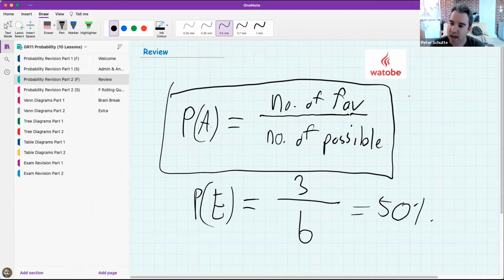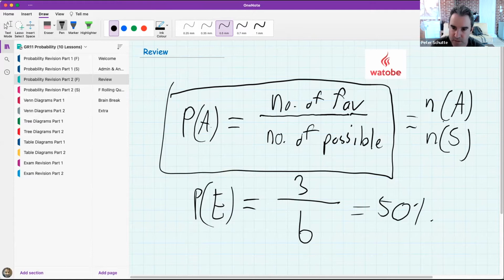Now, I see Nolwazi has got number of outcomes favorable divided by A over the sample space. Yes. So the number of possible outcomes is also often represented by N of S, or the number of items in the sample space. And then the number of favorable items is just the N of whatever event we are trying to figure out the probability of. So in this case, it would be N of A, or N of E. And N just stands for the number of items in that particular set. Okay. Is there anything else that you can recall that was important?